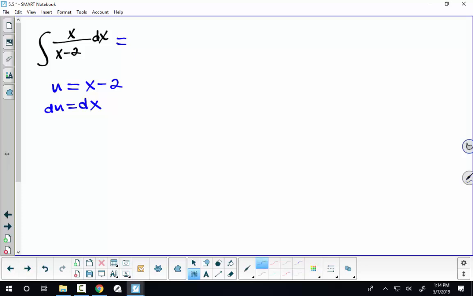What's left to account for in the original integral? So here, let's write it out. What we have is the antiderivative. Our x minus 2 was u, and dx was du. Right? So that's all we've accounted for. We still have this x sitting on top that we have to account for. Everybody agree with that? Yeah, so how do we do that?